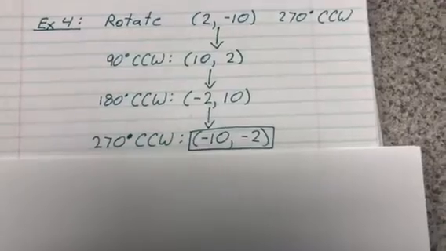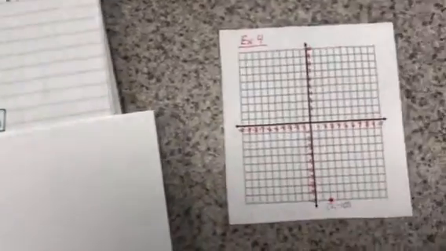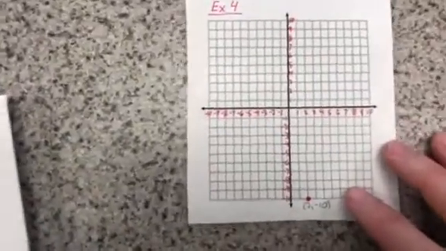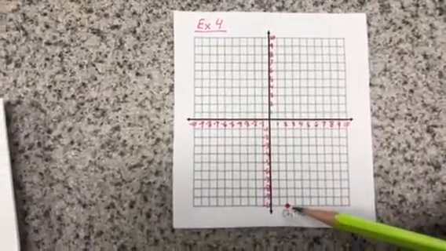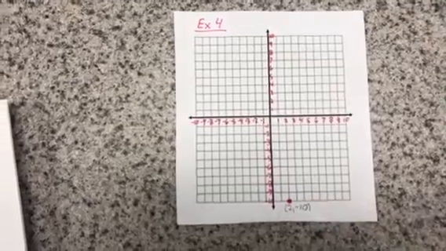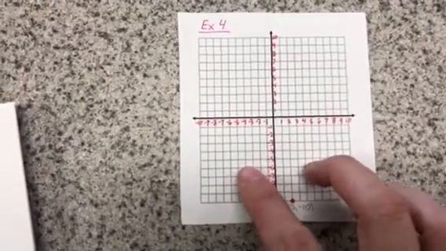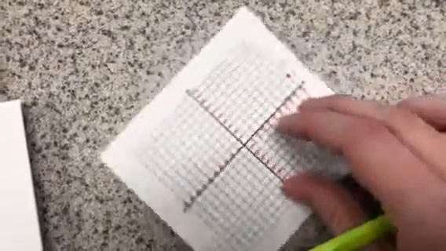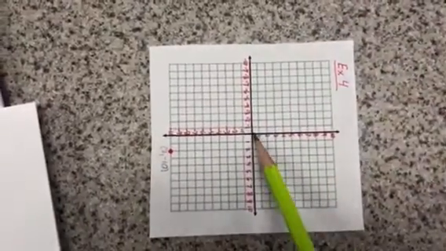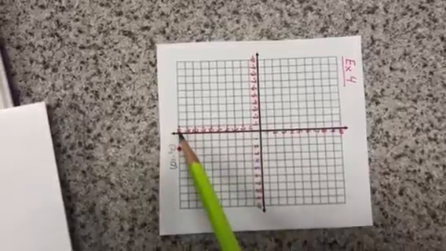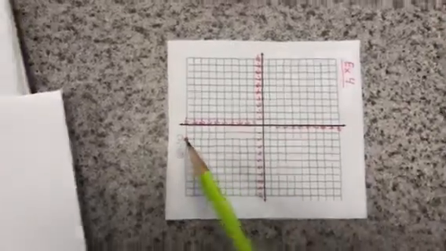So that means if we do that over here, okay, so there is our point, our original point, and it wants us to go 270 counterclockwise. So I could just take my paper and go, okay, 90, 180, 270, and then see what point that would be. That would be the point negative 10, negative 2, which is exactly what we got.